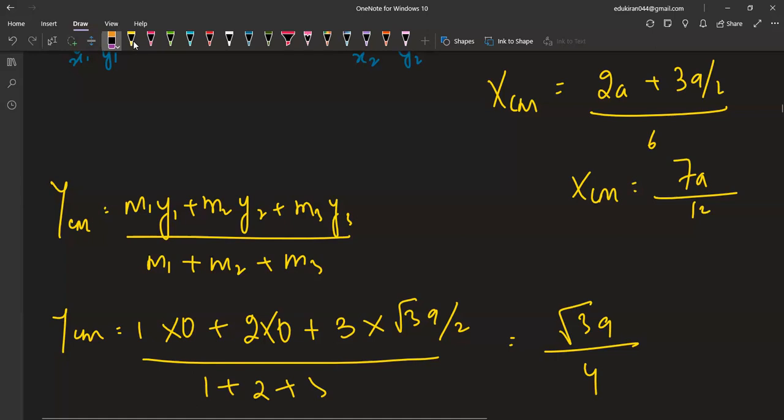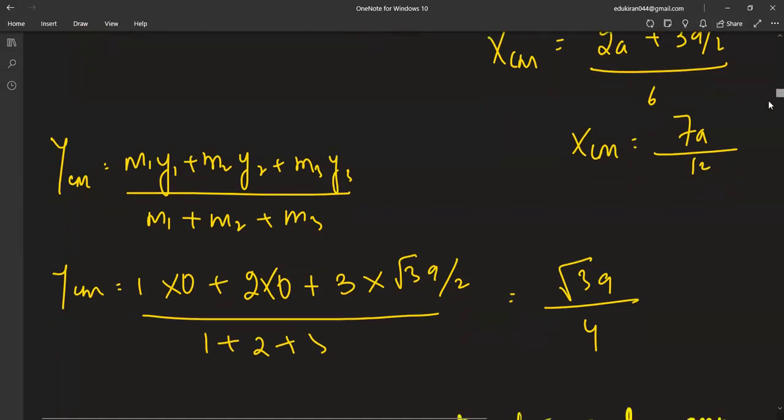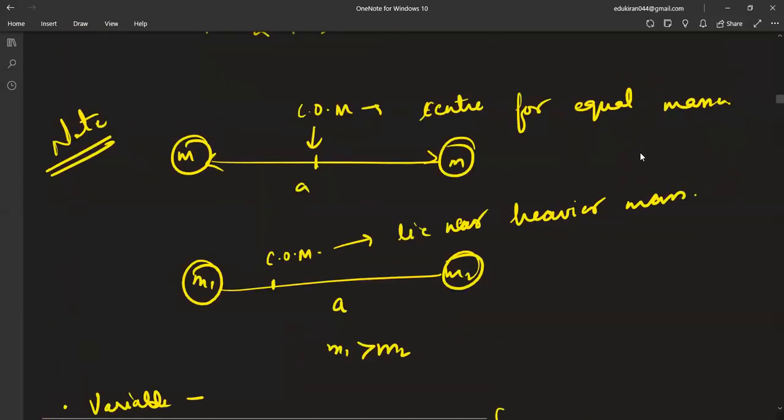Okay. See, one more point that you should note down is that if the masses are equal, then the center of mass will be at the center. All right, if it is inside the body, it will be at the center if the masses are the same. But if one mass is heavier, the center of mass lies near the heavier mass. So COM will lie near the heavier. This is one point that you have to remember.